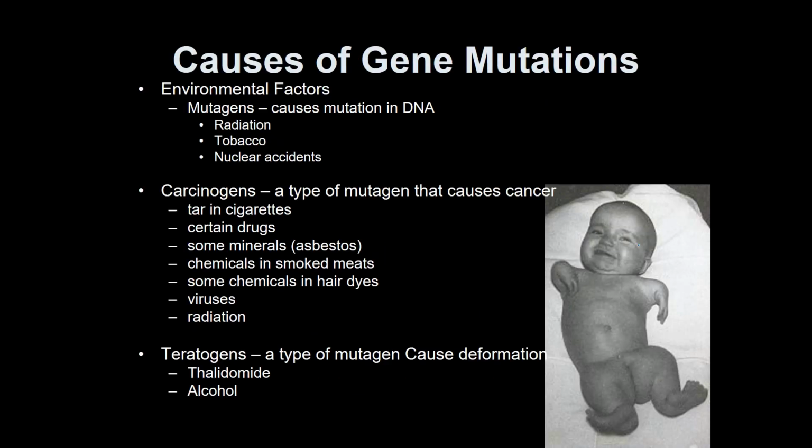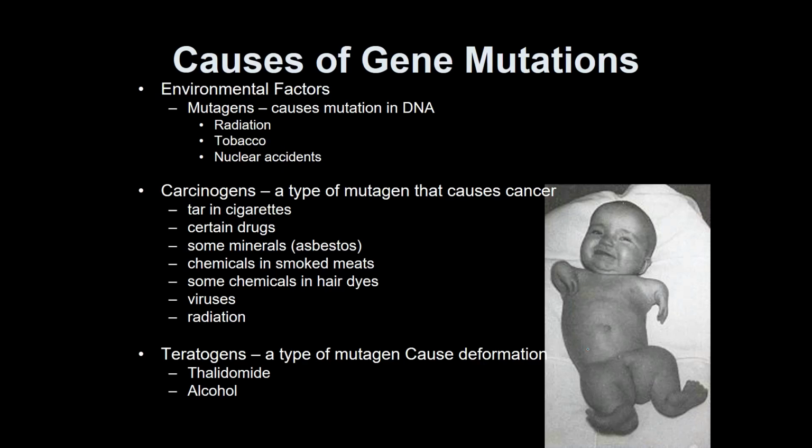So some causes of these gene mutations can be environmental factors, so things like radiation, tobacco, nuclear accidents. I've actually found there's a brand new study I just read that vaping increases your risk of having a stroke 900%. So crazy, crazy stuff. All these things can actually mutate you.